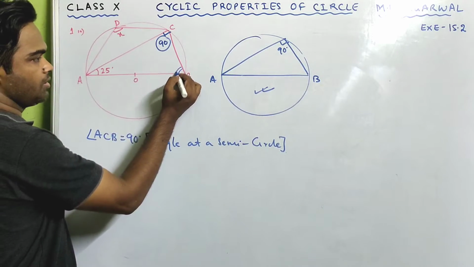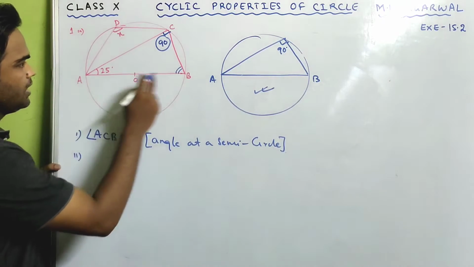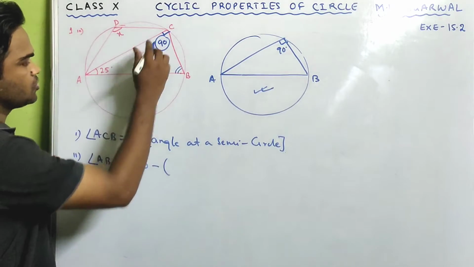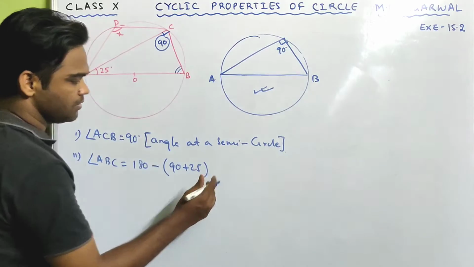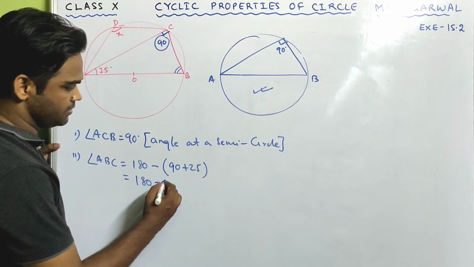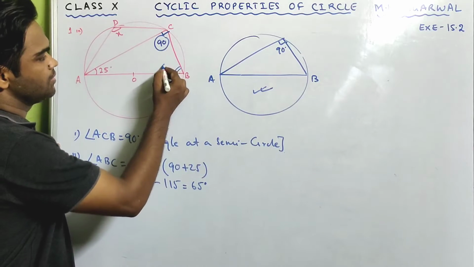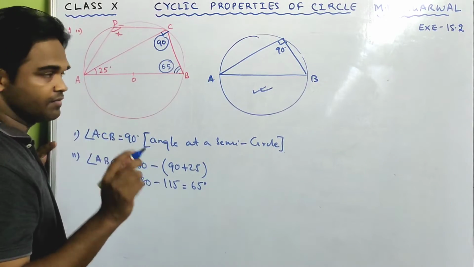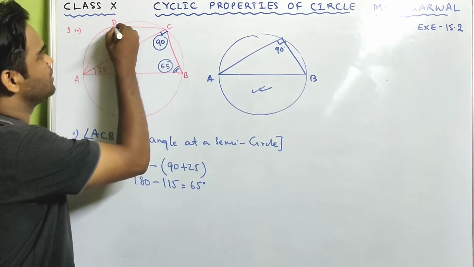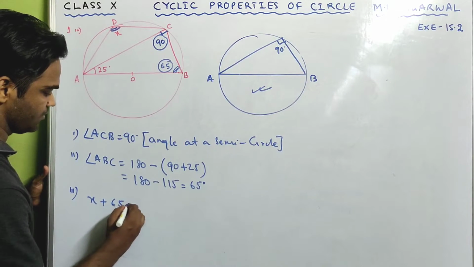If this is 90, you can calculate this because these three angles add to give 180. So angle ABC will be 180 minus these two angles, which is 90 plus 25. Angle sum property, because in a triangle all the angles add to give 180. So ये गया काम से. So this is 65 degree. Now look carefully. ABCD is a cyclic quadrilateral, which means opposite angles will add to give 180. So we can directly write x plus 65 equals 180.